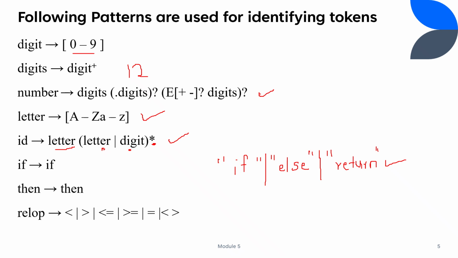Then for relational operator, if you observe, each relational operator is specified separated by an OR operator. Rel op is the short form of relational operator. Last is white spaces. Any blank, tab or new line is considered as a white space.